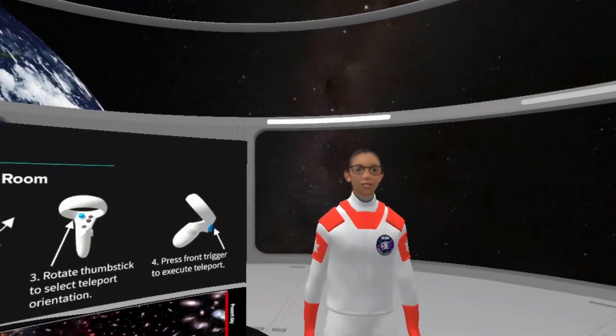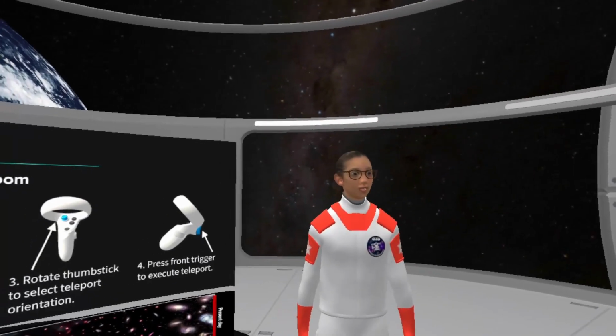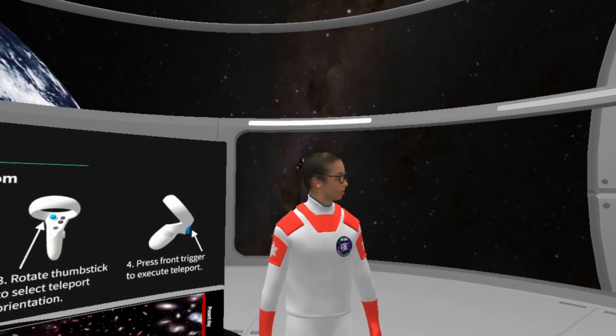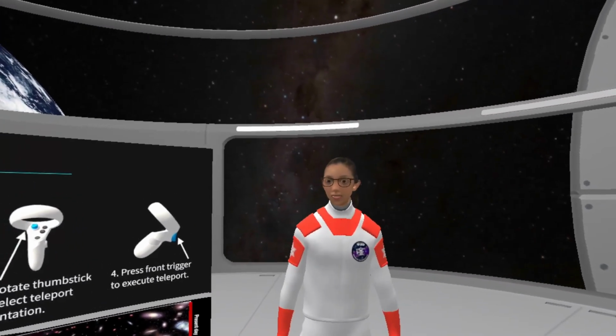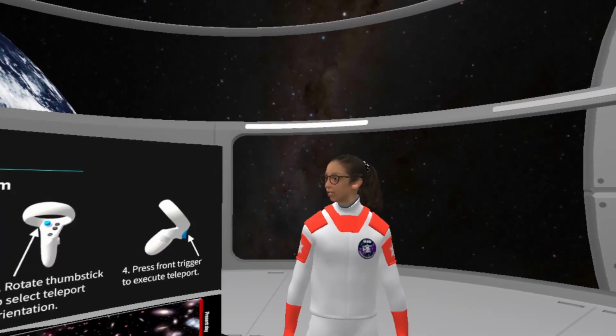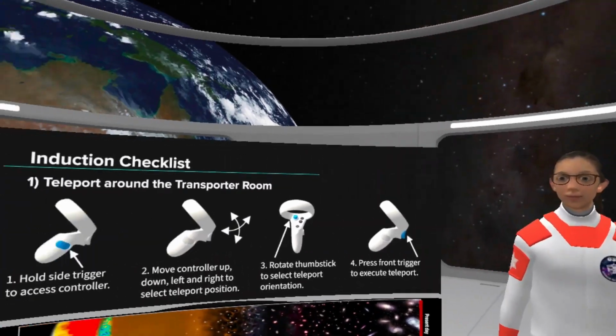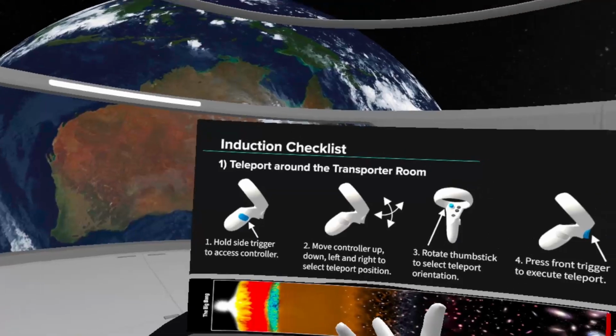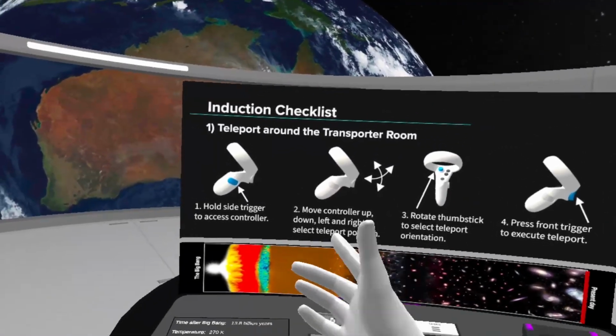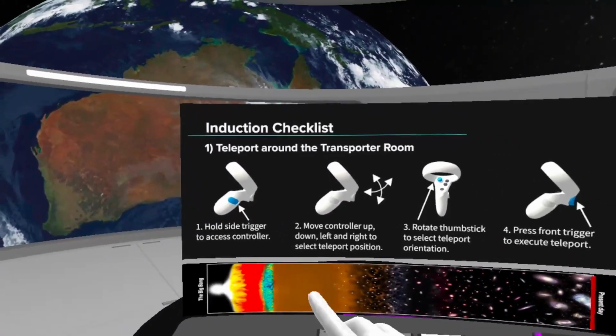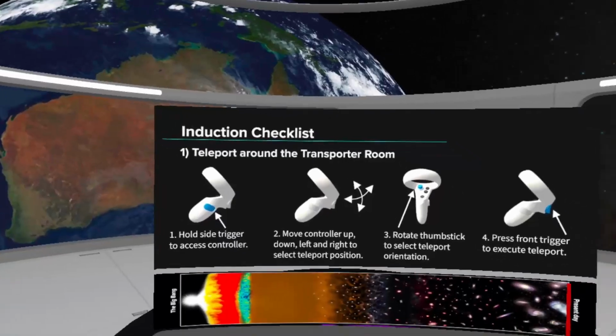Let's begin by learning how to move around the transporter room. Move to different points in the room to practice your new skill. Then return to the console. The user will be then asked to learn how to transport around the room using the controller with a set of instructions on the console screen.